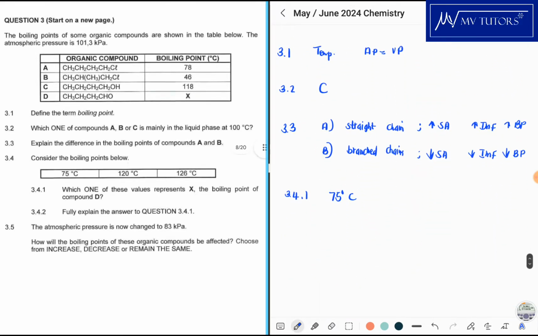All right, and then now 3.4.2, fully explain the answer in question 3.4.1. Firstly, the OH group. So we have hydrogen bonding. Let me rather say compound C is an alcohol.